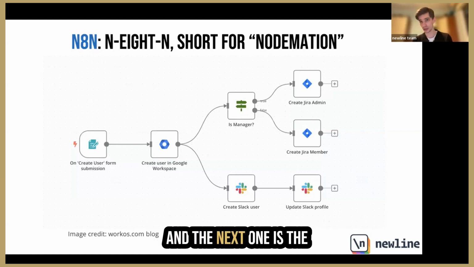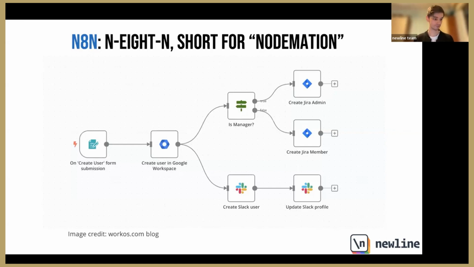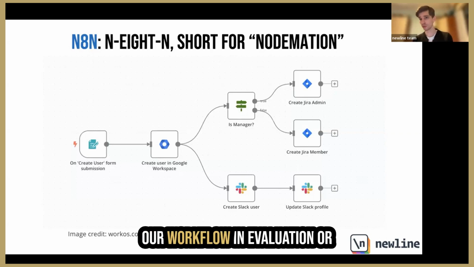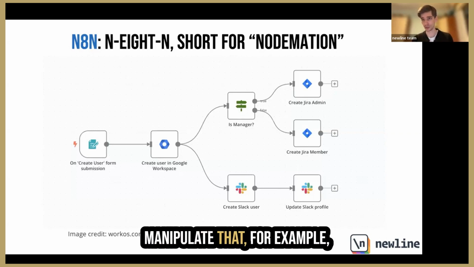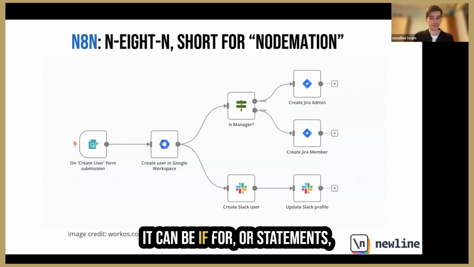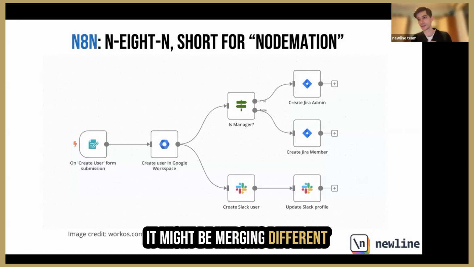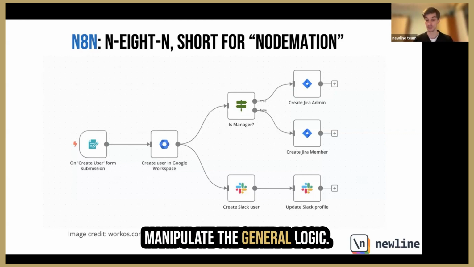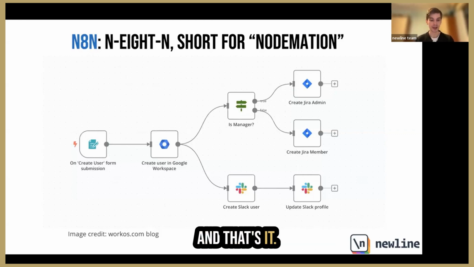And the next one is the helper node. A helper node is just for helping us to steer our workflow in the right direction or manipulate it. For example, it can be IF statements. It might be merging different requests and outputs from action nodes together. So it's doing something that actually just helps us to manipulate the general logic, and that's it.